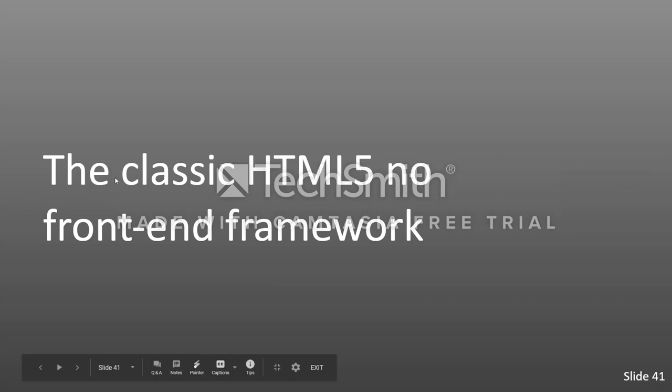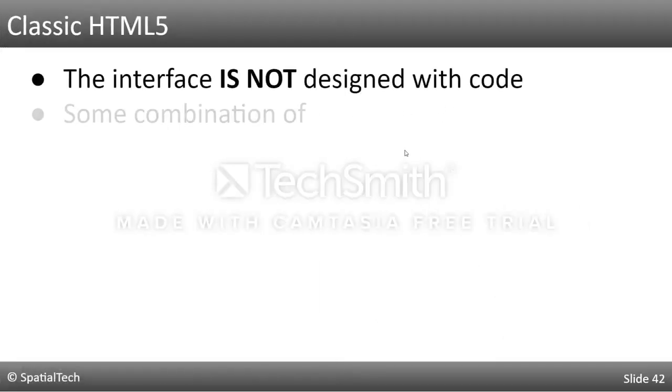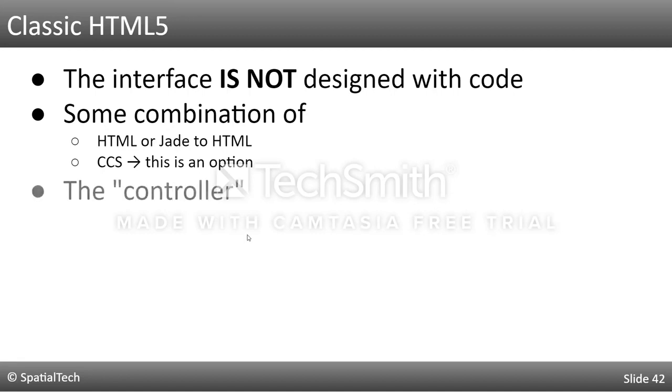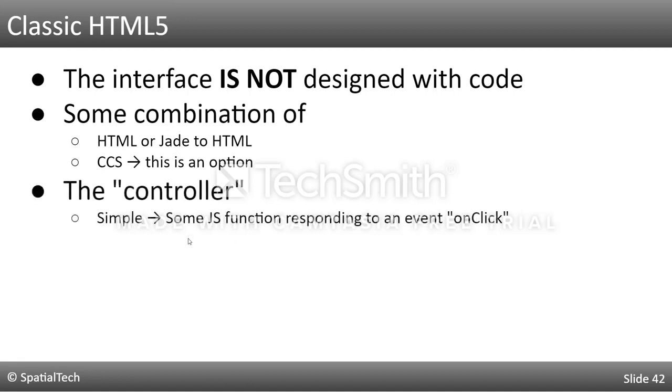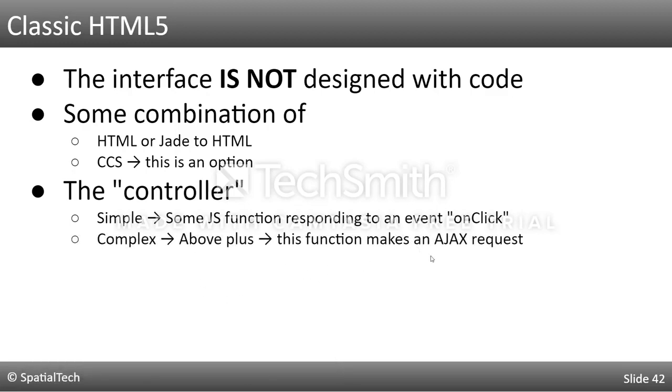And so this is the classic HTML5, no front-end framework, so we're not doing any kind of AngularJS or anything like that. Right? So the interface is not designed with code, right? Some combination of HTML, maybe it's Jade templating, which has gone to Pug now, and cascading style sheets. The controller is typically some JavaScript function responding to an on-click event, we'll say. Complex could be some AJAX request call, an asynchronous call back into a server. And when the data comes back, on a callback function, it updates the interface, right?